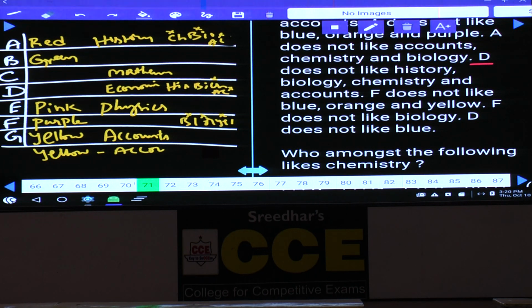Then next one. F does not like biology, D does not like blue. As D does not like blue, C likes blue. If C likes blue, then D likes orange. D likes orange. Then the colors were done: mathematics, economics, physics, accounts were done.